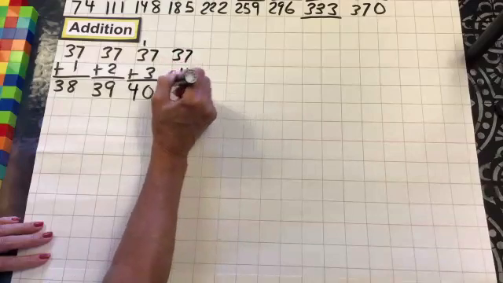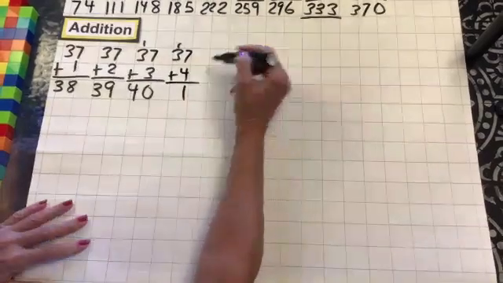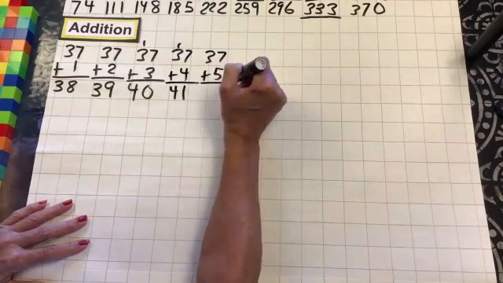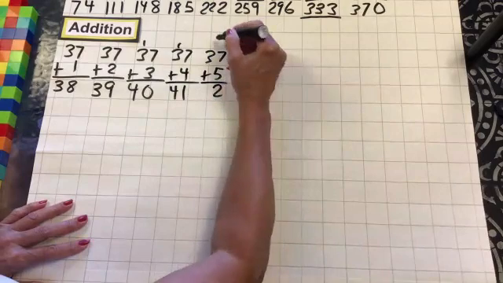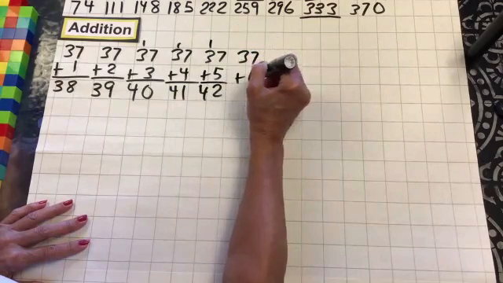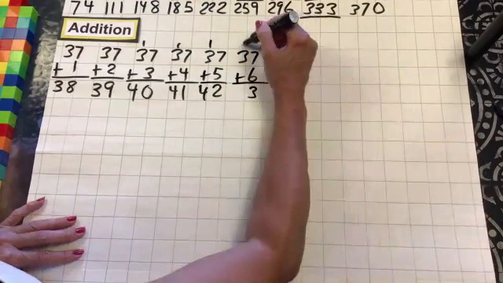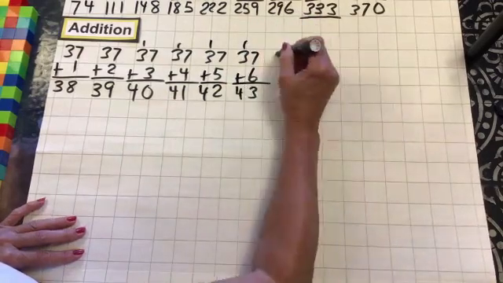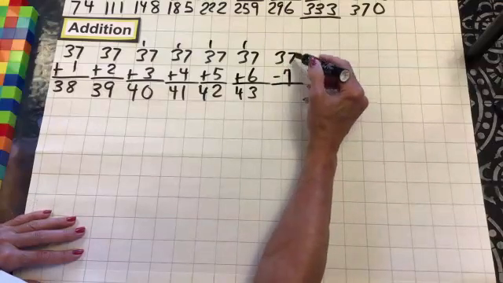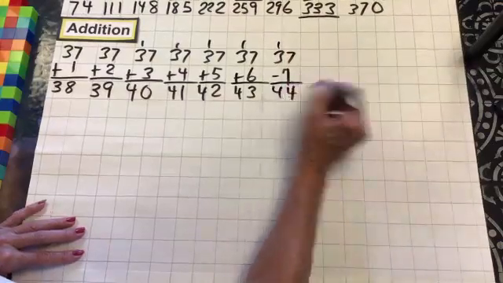37 plus 4. 7 plus 4 is 11. We drop the 1, carry the 1. 1 plus 3 is 4. 37 plus 5. This is good practice. 7 plus 5 is 12. Drop the 2, carry the 1. 1 plus 3 is 4. 37 plus 6. 7 plus 6 is 13. Drop the 3, carry the 1. 1 plus 3 is 4. 37 plus 7. Oops. Ignore my messiness. 7 plus 7 is 14. Drop the 4, carry the 1. 1 plus 3 is 4.